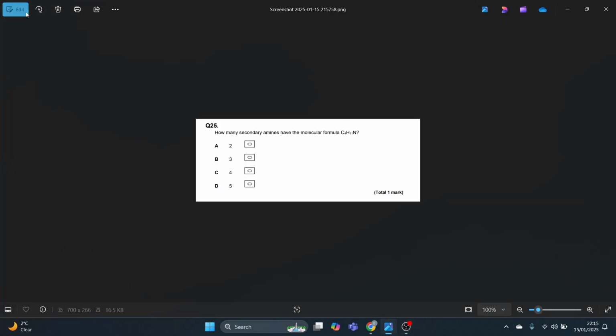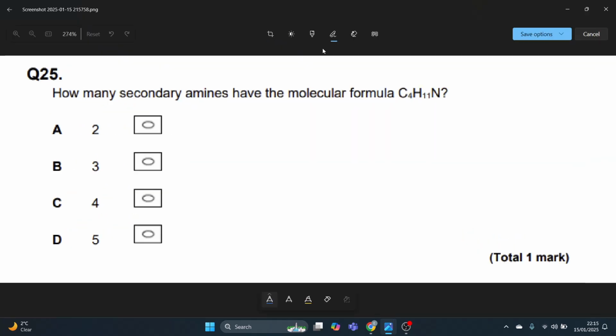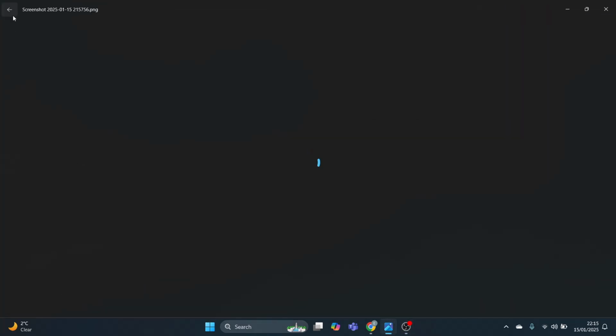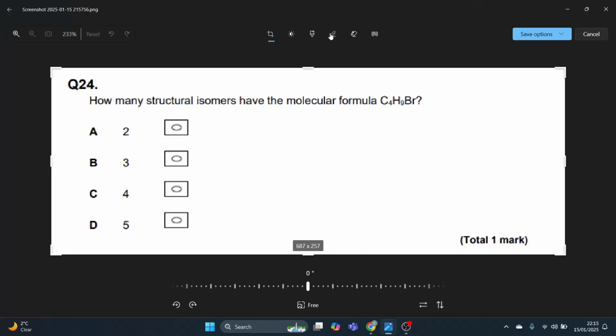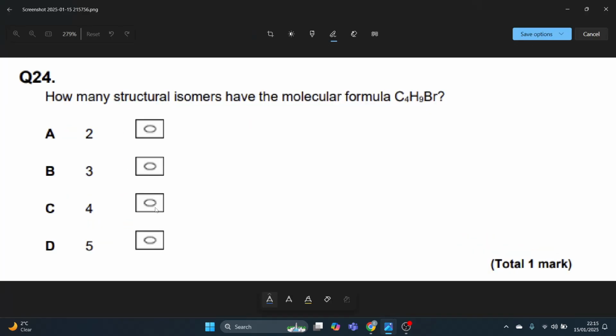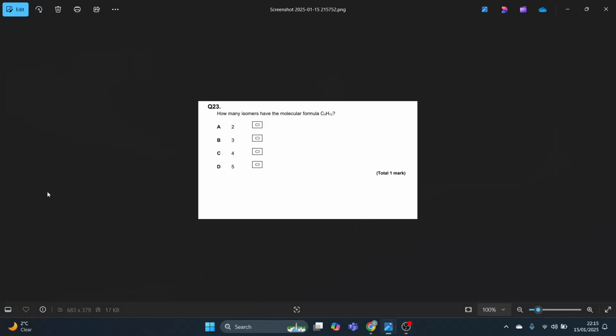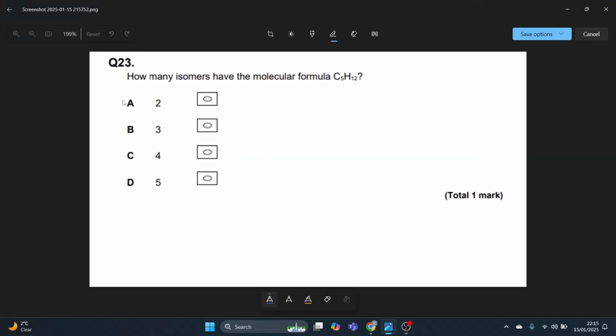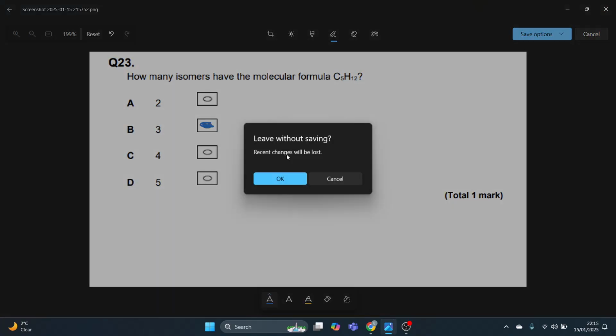Question 25. How many secondary amines have the molecular formula of that? Again, you just do that and you should get 3. Question 24. How many structural isomers have the molecular formula C4H9Br? The answer is 4. I've seen so many of these types of questions now. Again, a very similar one to that. How many isomers have molecular formula C5H12? The answer is 3. Just draw them out.